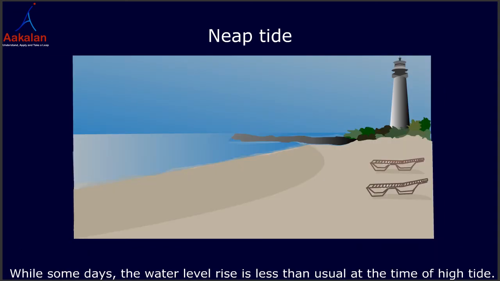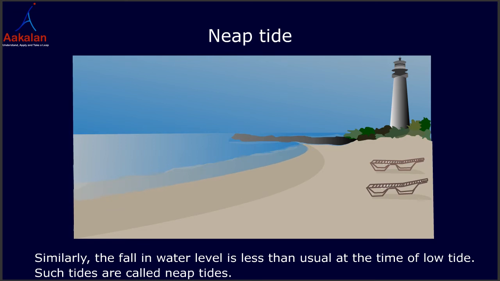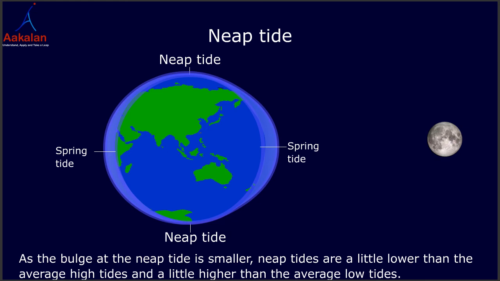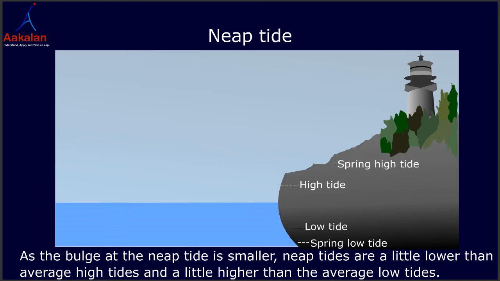While some days, the water level rise is less than usual at the time of high tide. Similarly, the fall in water level is less than usual at the time of low tide. Such tides are called neap tides. As the bulge at the neap tide is smaller, neap tides are a little lower than the average high tides and a little higher than the average low tides.